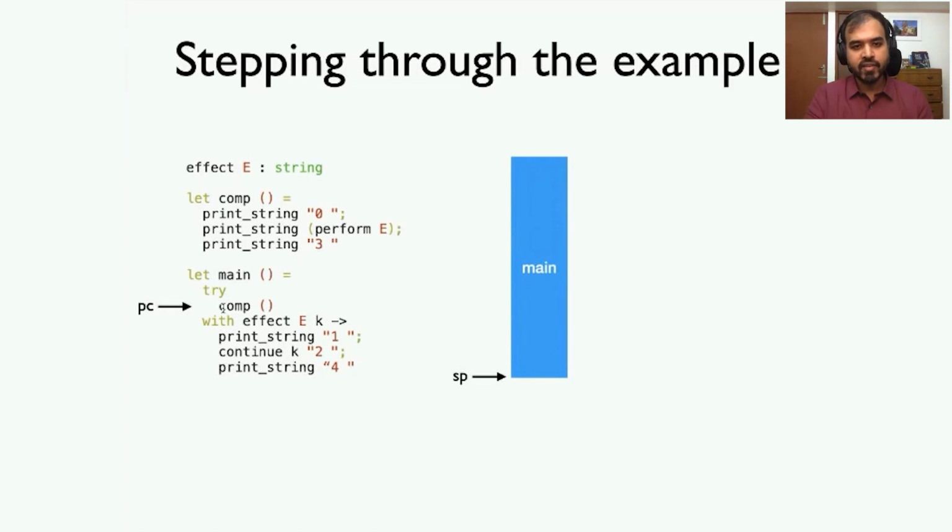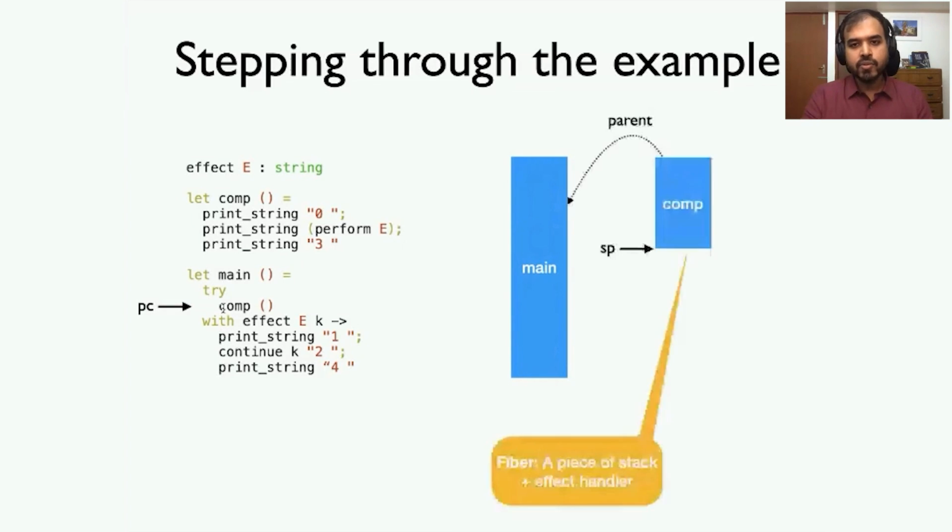The PC is now within the effect handler. The first thing that you do is to create a small stack chunk, and a parent pointer that points to the previous stack chunk. We also associate the current handler with the stack chunk. We call this piece of stack along with the effect handler a fiber. Multicore OCaml allocates fibers on the C heap. We actually malloc this fiber on the C heap, and we establish this pointer.